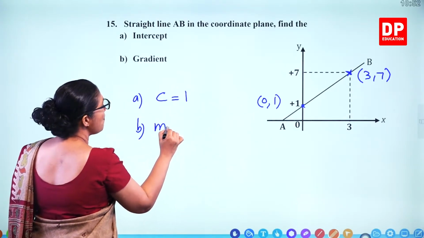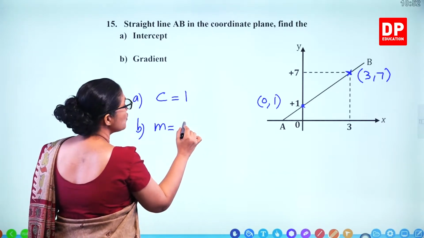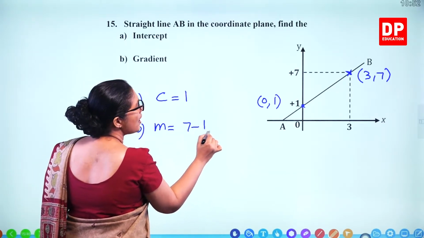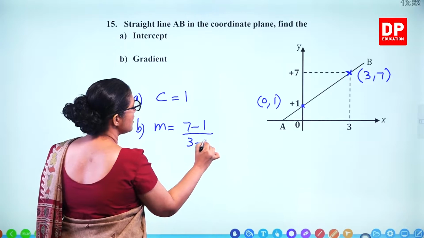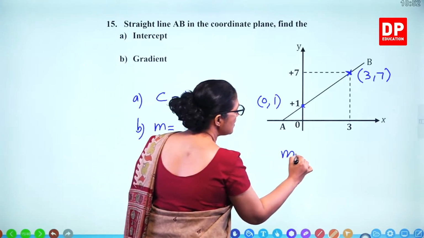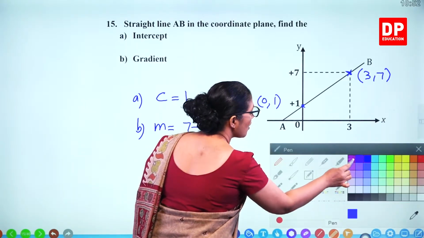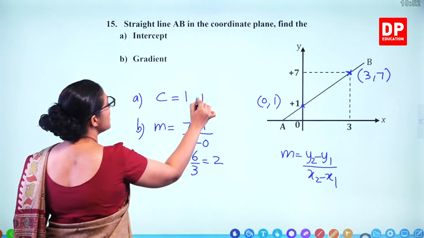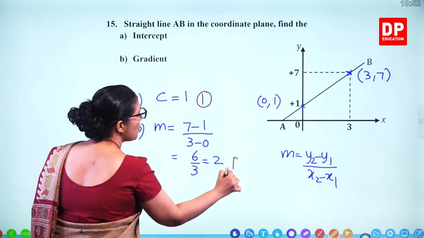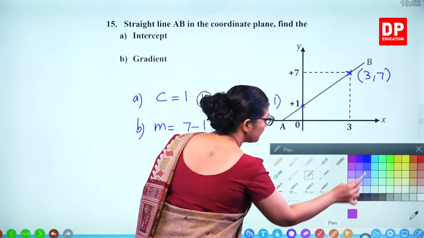You can take the difference between coordinates. So gradient m is equal to the difference between y coordinates, 7 minus 1, over 3 minus 0, because we know m is y2 minus y1 over x2 minus x1. 6 over 3, you get 2. So gradient is 2. 1 mark for C, that's intercept. 1 mark for gradient.